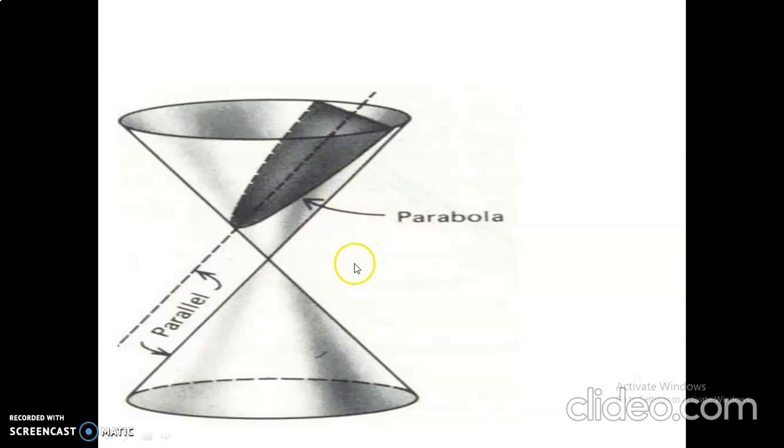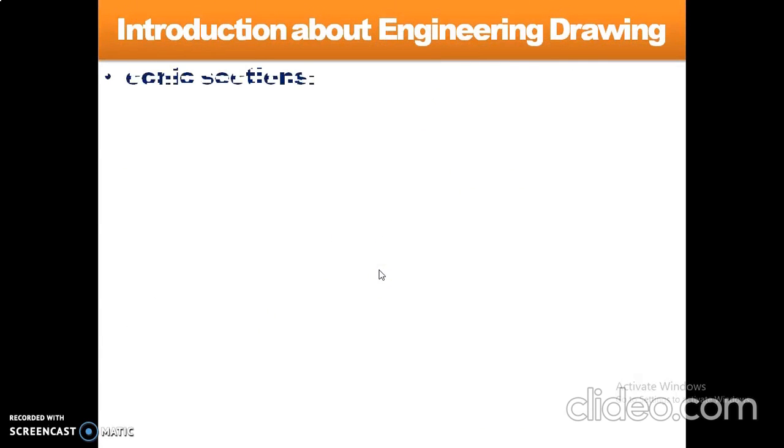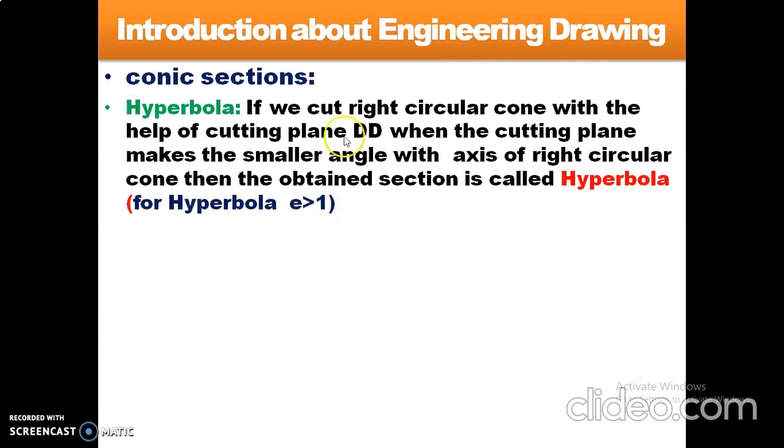Next, the last conic section, that is what? Hyperbola. So how can we get the hyperbola? If we cut the right circular cone with the help of cutting plane DD, when the cutting plane makes a smaller angle with the axis of the right circular cone, then the obtained section is called hyperbola. For hyperbola, the eccentricity value should be greater than 1.